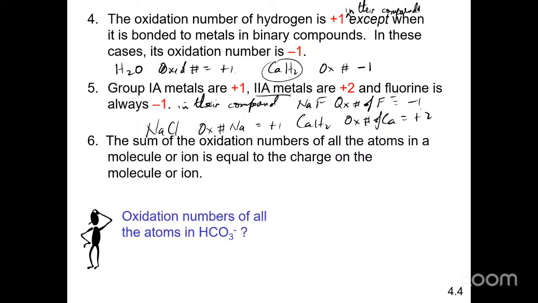So let's say you're given this question and you're asked to determine the oxidation number of all the atoms in this particular structure. Well, based on the previous rules, in fact based on rule number 4, we know that the oxidation number of hydrogen is +1. So we know that this is +1. And based on the rule before that, which I think is rule number 3, the oxidation number of oxygen is -2. So the question now becomes, what is the oxidation number of carbon?